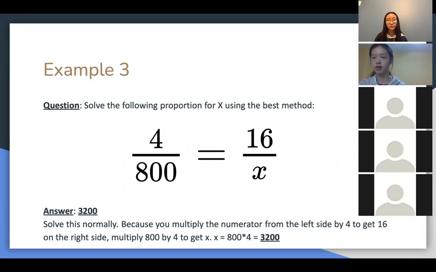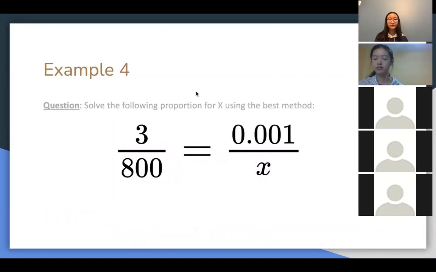So let's look at the numerators first. To get from 4 to 16, we have to multiply by 4. This means that we must also multiply the denominators by 4. So x would have to equal 800 times 4. And 800 times 4 is 3,200, which is your answer.